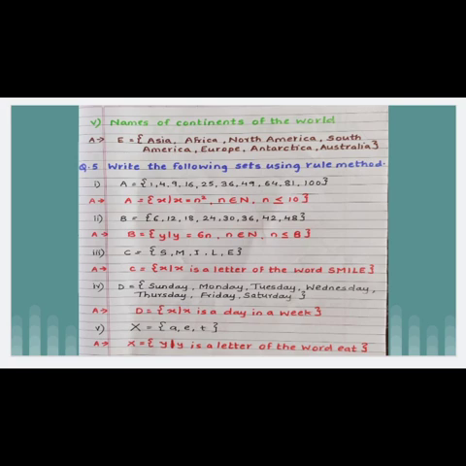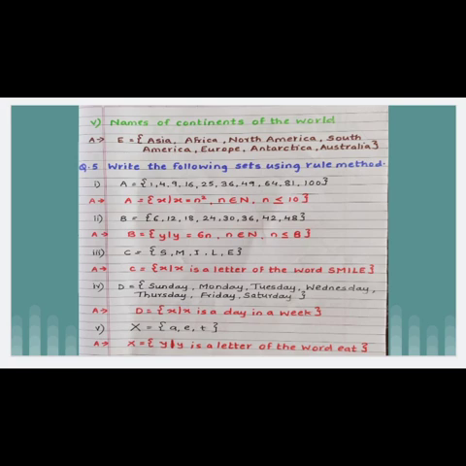Next one, C equal sign letters SMILE. That means these are the letters from the word smile. So how to write? C is equal to curly bracket small x, that means element, such that x is a letter of the word smile. Bracket close.